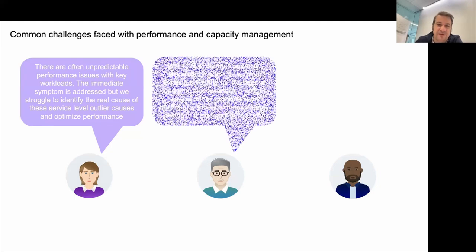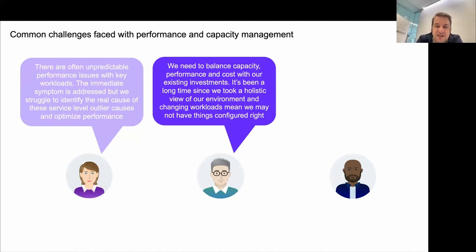Another challenge that often comes up is the ability or the requirement to balance capacity and performance with the cost within the environment. So this could be where we're trying to make the best use of the investments and resources that we already have there.